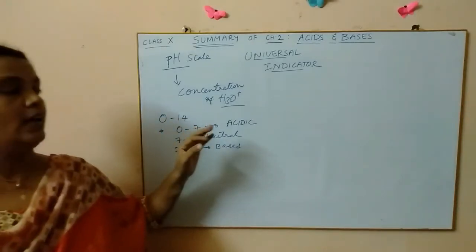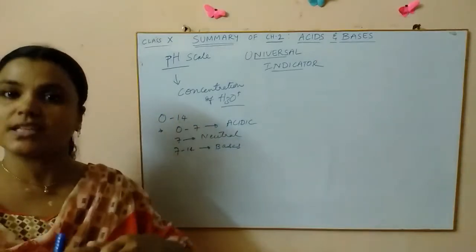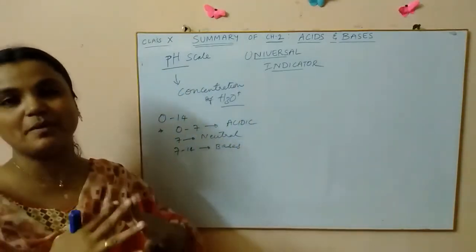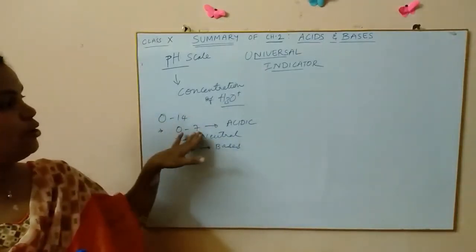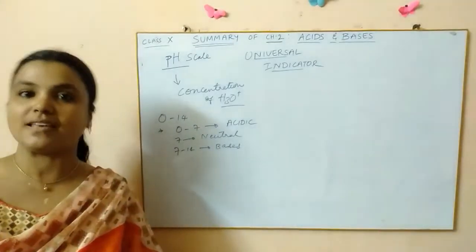I have already given you the material for the color range of the pH scale. Please go through it and understand that 0 to 7 is acidic, 7 is neutral, and 7 to 14 is basic. Okay.